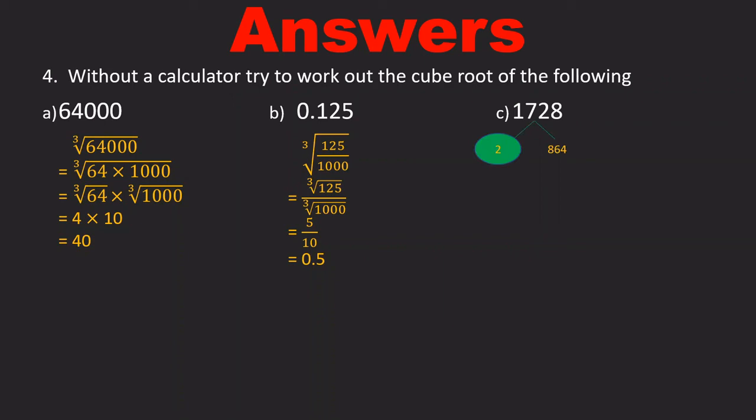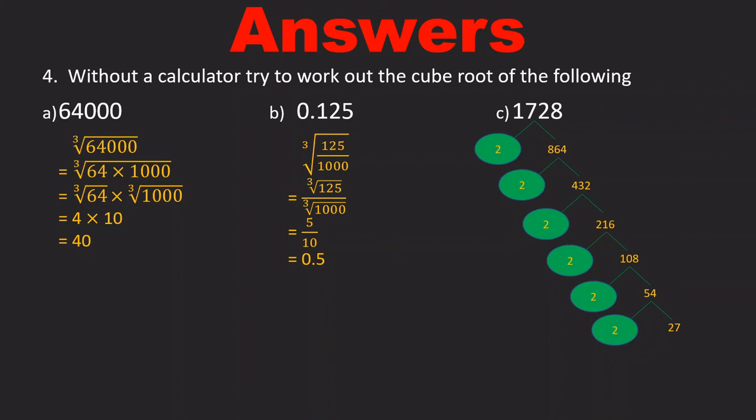1,728 divides by 2, and the answer is 864. 864 is not prime, it still divides by 2, and the answer is 432. Still, 432 is not prime, it divides by 2, and the answer is 216, which could still divide by 2, and the answer is 108, which could still divide by 2, and the answer is 54, which can still divide by 2, and the answer is 27.